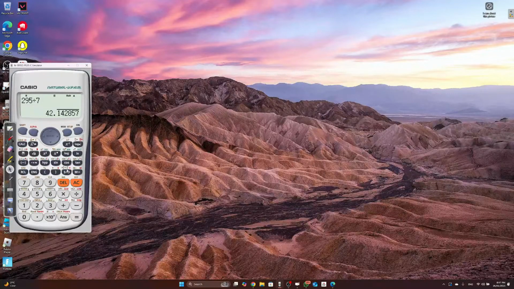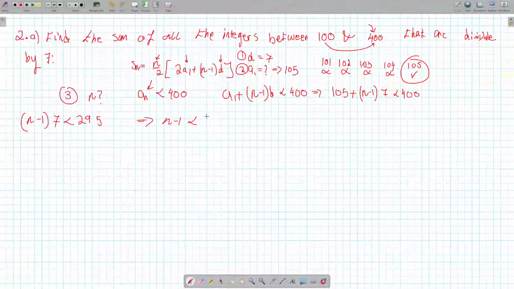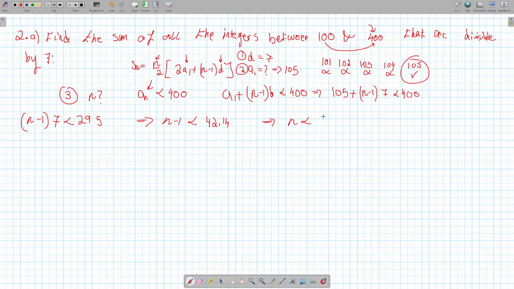Let's say 42.15 or 42.14. Add 1 on both sides. You're going to get that n has to be less than 43.14. Okay, we know n cannot be a decimal, right? We know n can never be a decimal. It has to be an integer, a whole number. So for that reason, what's the biggest integer less than 43.14? Obviously 43. So the maximum value n can attain is 43.